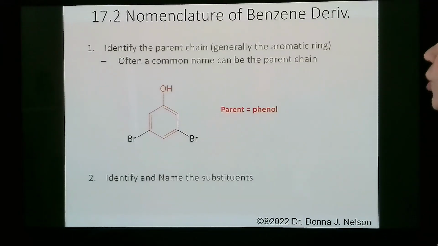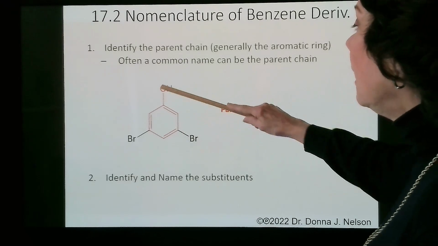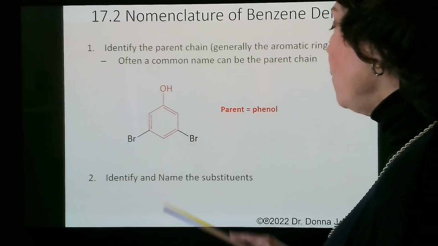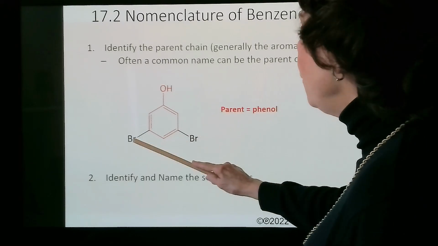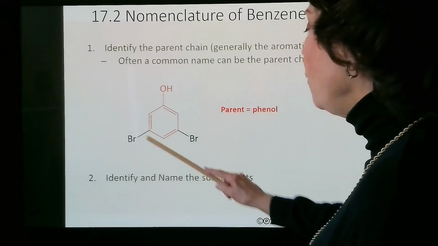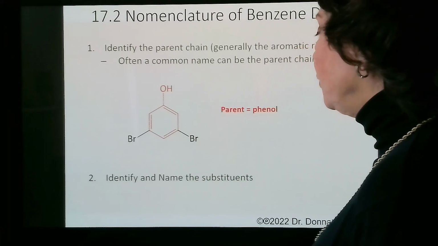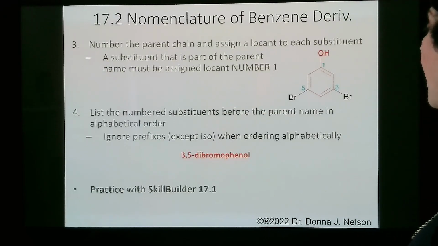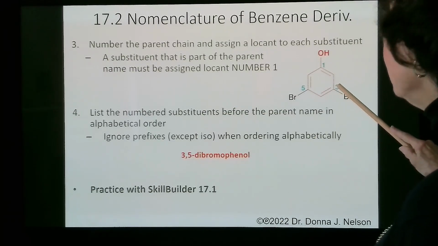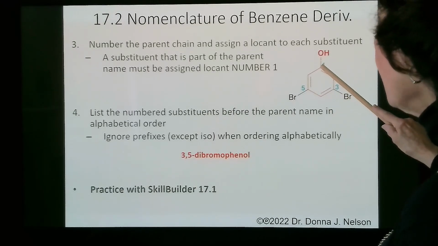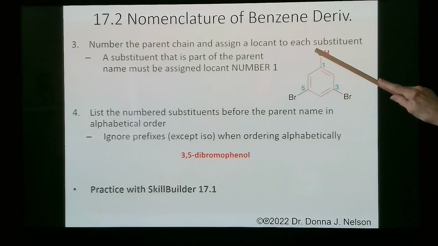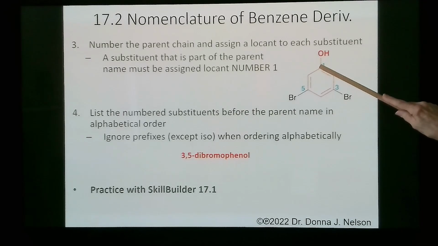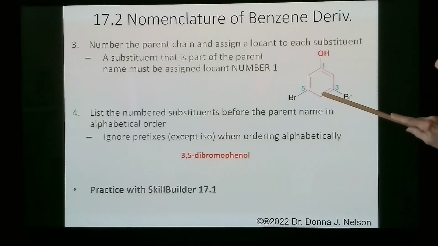So identify the parent chain. Here the parent is phenol, and you have the 2 bromo functionalities, so you identify and name the substituents. So this is going to be dibromophenol, and you have to specify which positions they're in. So you start numbering at the functional group that is in the parent compound. So we start numbering at the hydroxyl substituent because it's part of the parent compound.